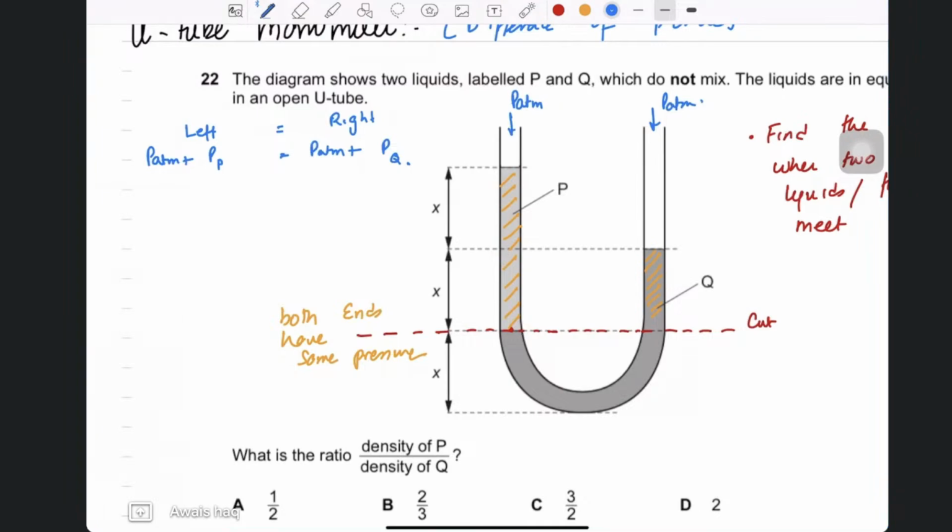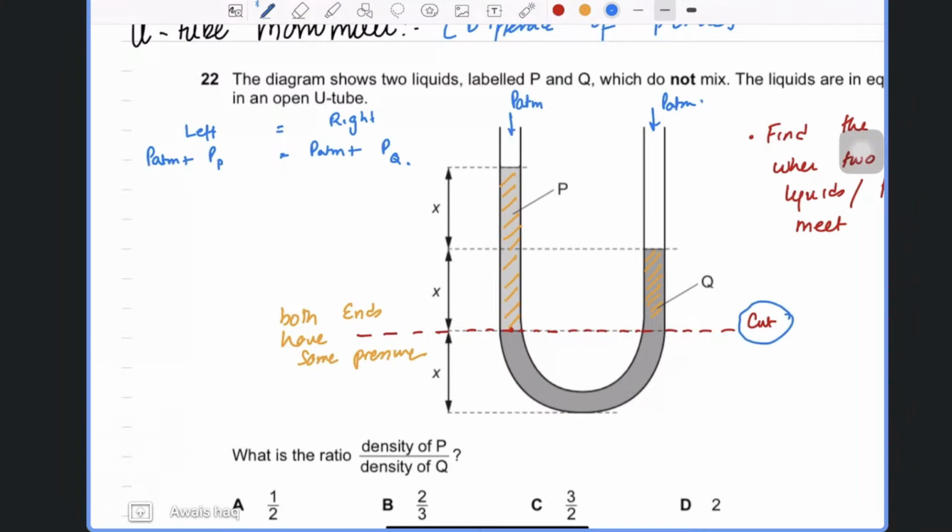Yes. Right here, so you're only looking at where you cut it. Now, atmospheric pressure on both sides, we're going to cancel it out. So this will be density of P times G times the height, which is from the top till this point, which is 2x. And the other side, density of Q times G times the height, which is just x.